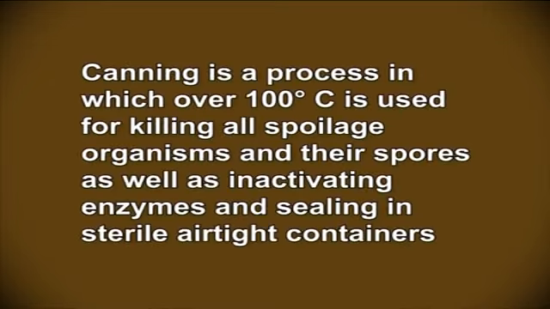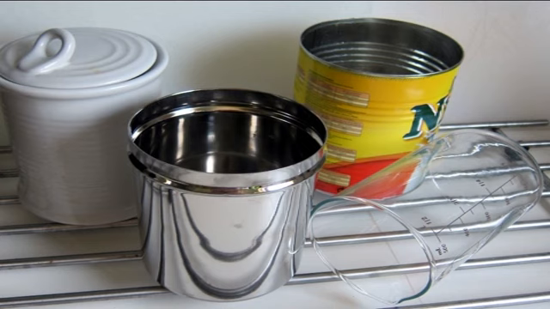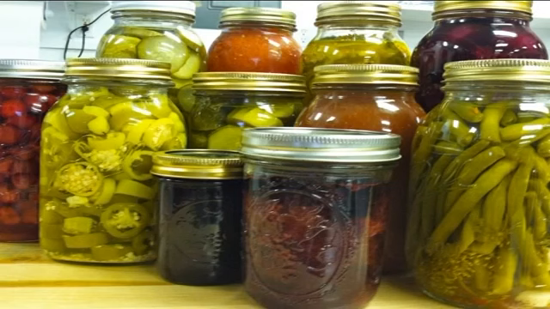Some of the methods in food processing in this are canning. Canning is a process in which over 100 degrees Celsius is used for killing all spoilage organisms and their spores, as well as inactivating the enzymes and sealing in sterile airtight containers. The packaging material for canning can be tin or glass. In this process, the food is sterilized.